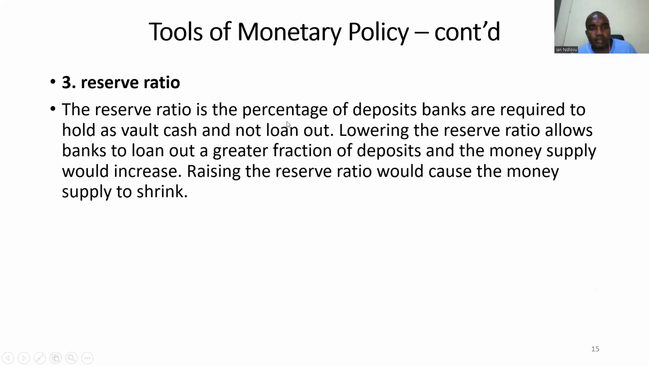And then the reserves ratio is the percentage of deposits that banks, especially commercial banks, are required to hold as vault cash and not dish out in form of loans. The lowering of this ratio means that banks can loan out a greater fraction of deposits, thus increasing money supply. And when this rate is raised, the implication is that money supply will be reduced, or it will shrink, ceteris paribus.